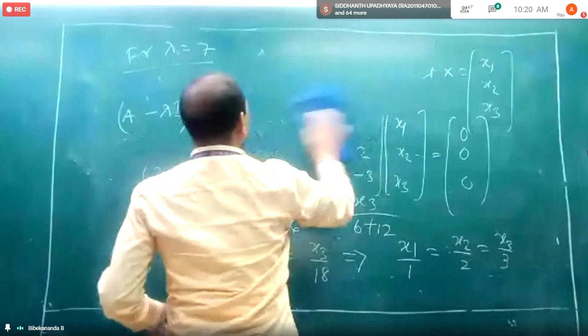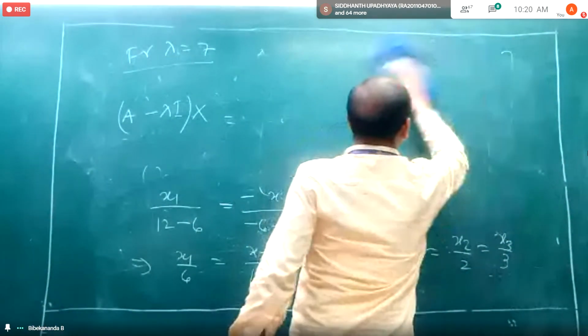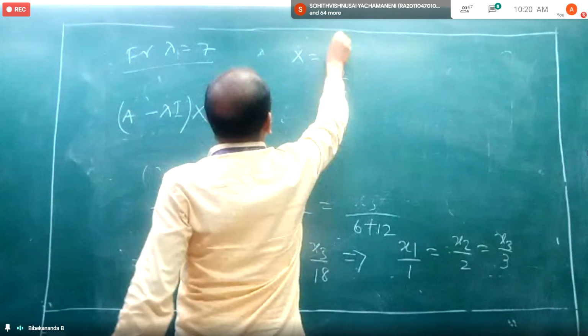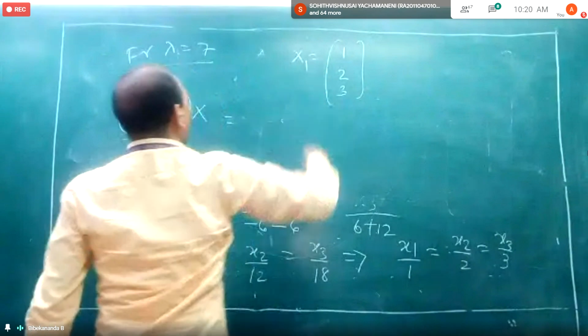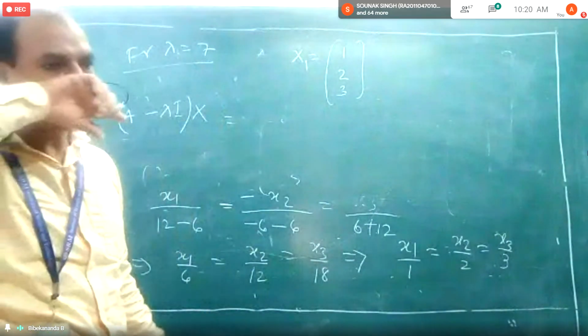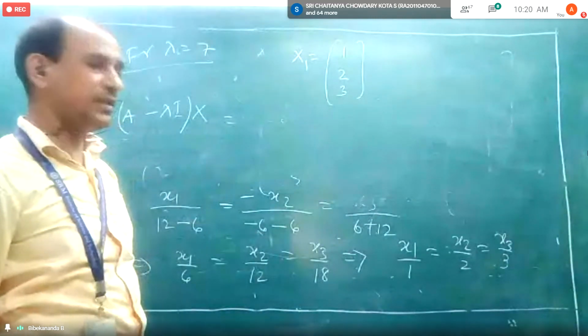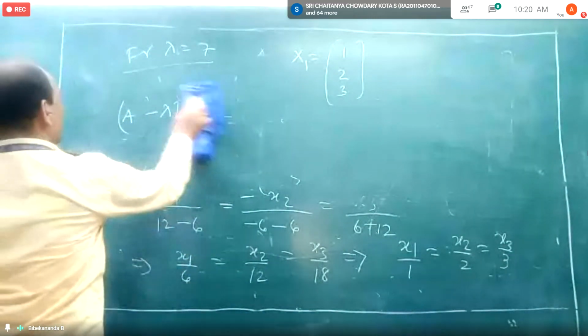Okay. And so what will be your X? Tell me. 1, 2, 3. Yeah. X1 will be 1, 2, and 3. You can say for lambda equal to 7, you can denote it as X1. So X1 equal to 1, 2, and 3. Now let us go for lambda equal to 1.